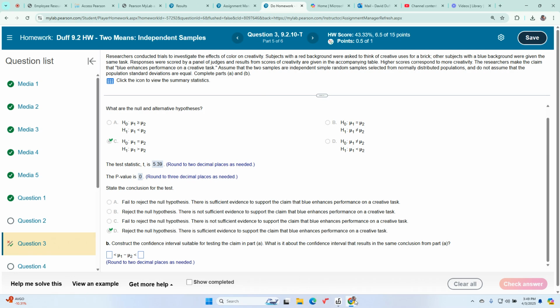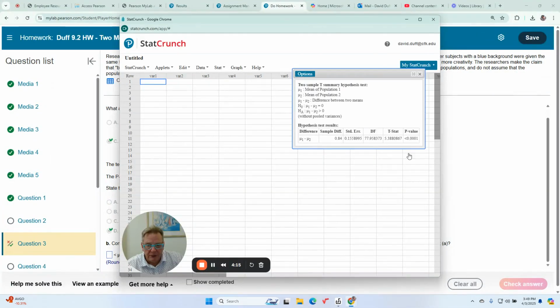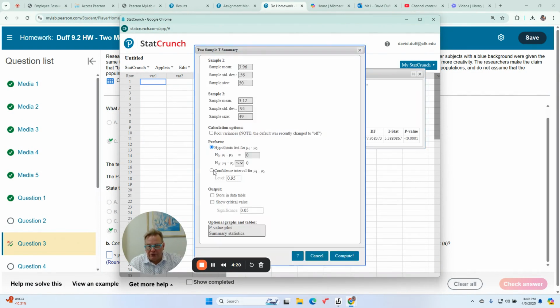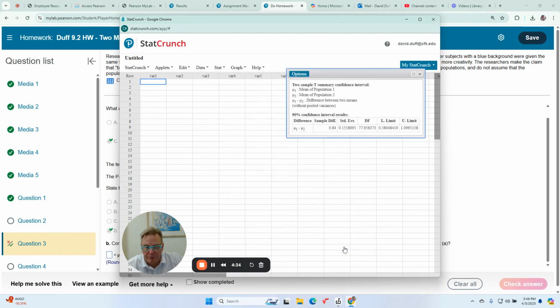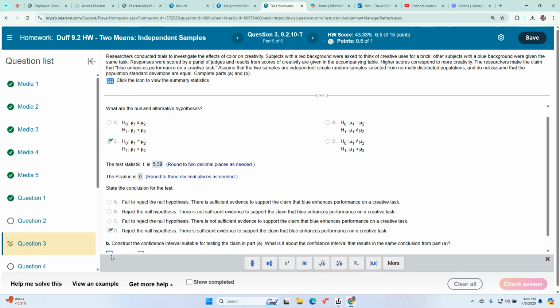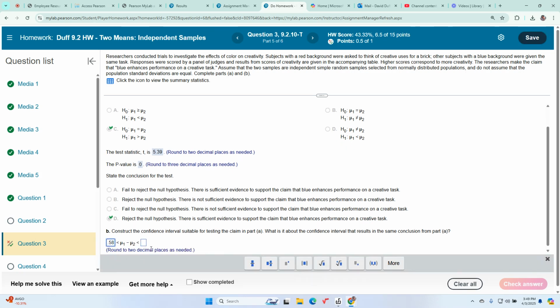So let me go back into StatCrunch. And then I'm going to go to Options and then Edit. And now I'm going to switch over to the confidence interval, but I have to adjust this for the fact that the 0.05 will be in both tails. So that'll be a confidence interval of 90%. And then I'm going to hit compute. And then we get a confidence interval of 0.58 to 1.10.